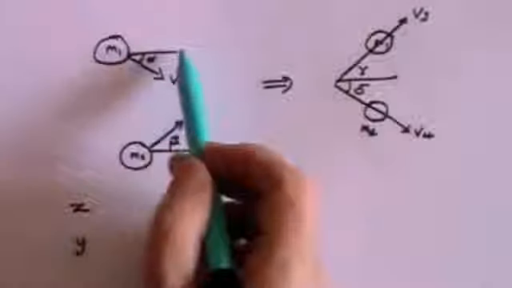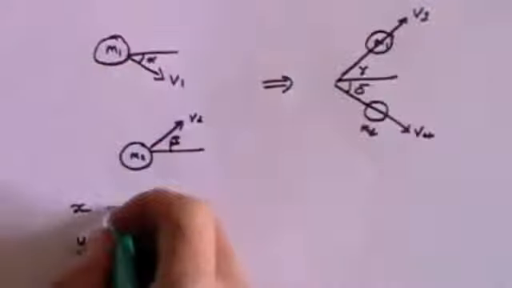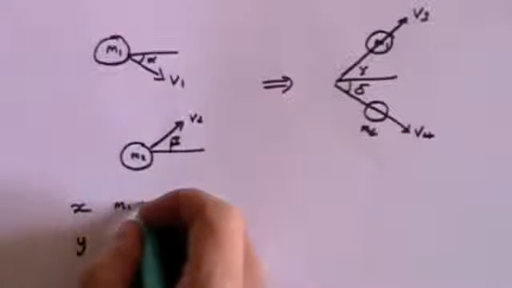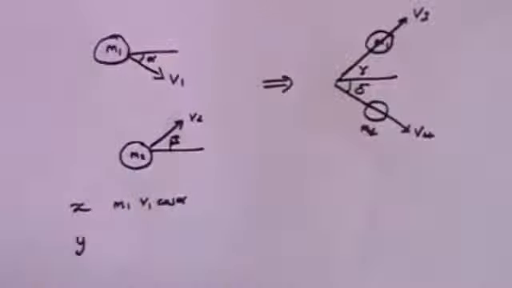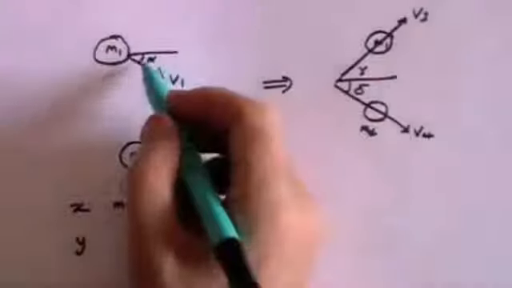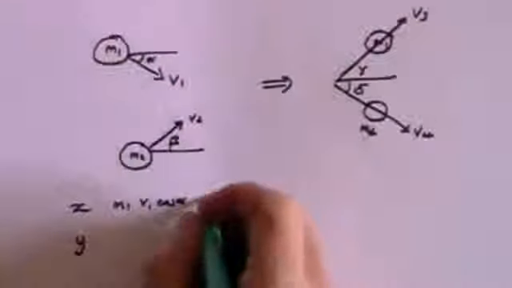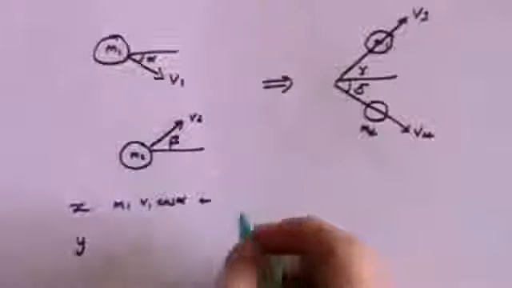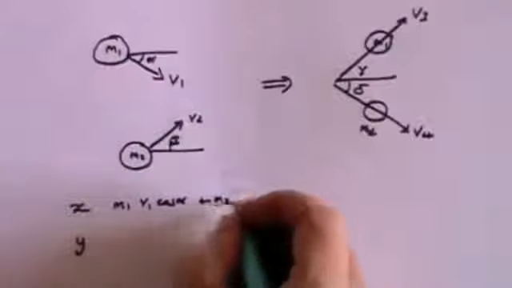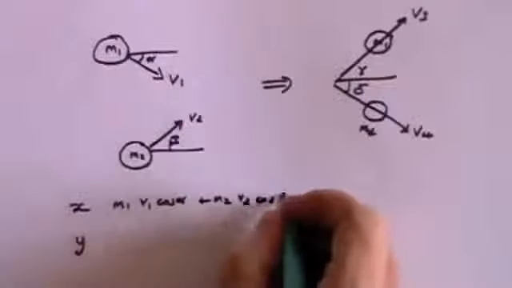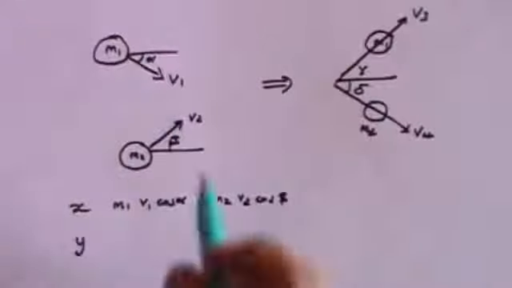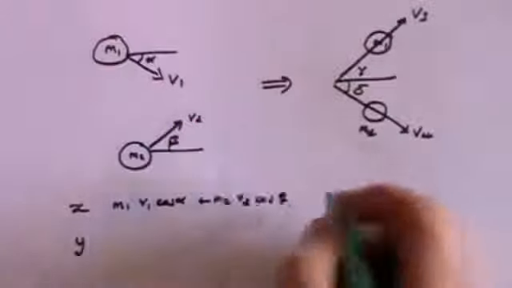Well, for this one, the momentum will be m1 times v1 times the cosine of the angle alpha. That's the momentum in the x direction for this ball. What's this one? That will be plus, because we're still going in the left to right direction, m2 times v2 times the cosine of beta. So that's the momentum before the collision.